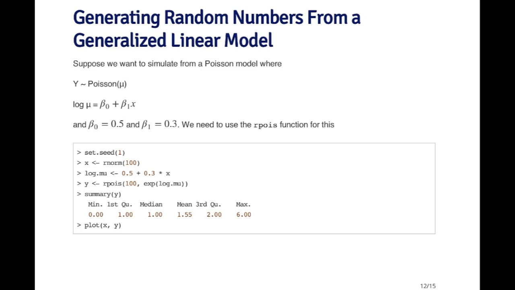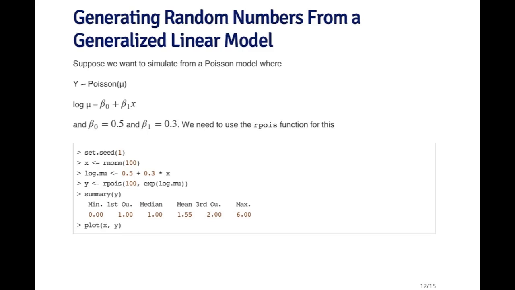Now suppose we want to simulate from a slightly more complicated model, a generalized linear model, perhaps with a Poisson distribution. For example, we might want to simulate some outcome data that are count variables instead of continuous variables. So we have to use a slightly more complicated approach to do this, in particular because the error distribution is not going to be normal. It's going to be a Poisson distribution.